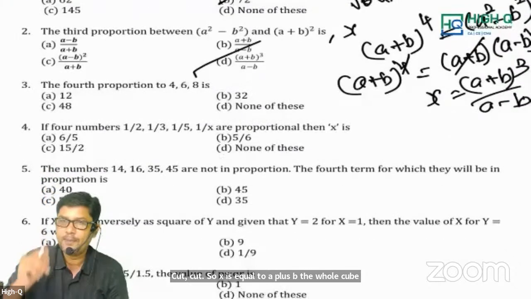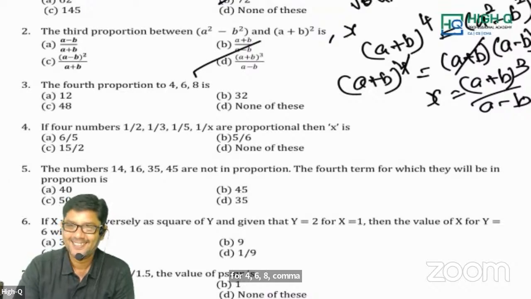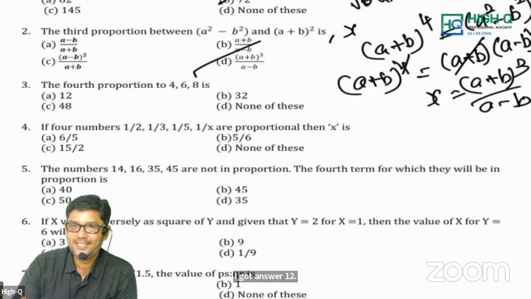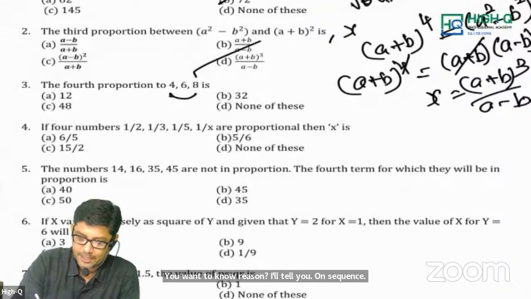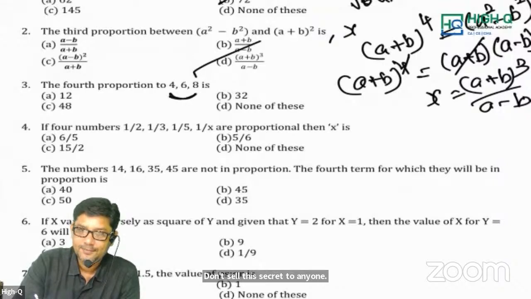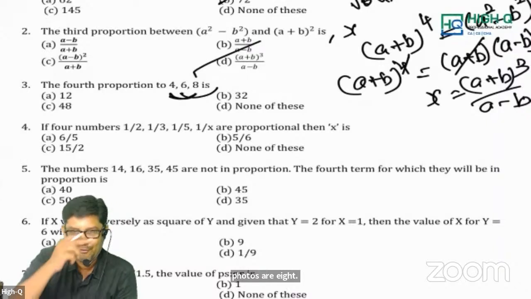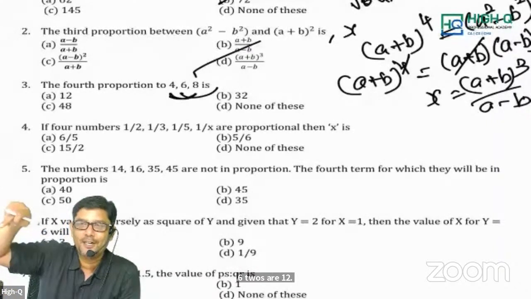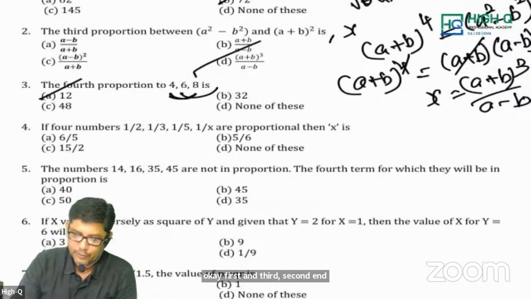Next, can you please find out the fourth proportional for 4, 6, 8? I got the answer, 12. You want to know the reason? I'll tell you in sequence. Don't tell this secret to anyone. 4 twos are 8, 6 twos are 12. First and third, second and fourth. Okay, directly you get it. 12.